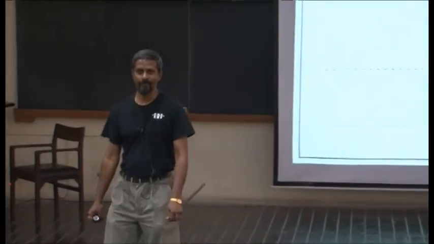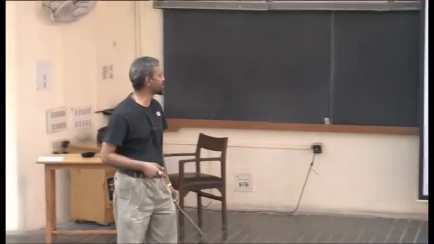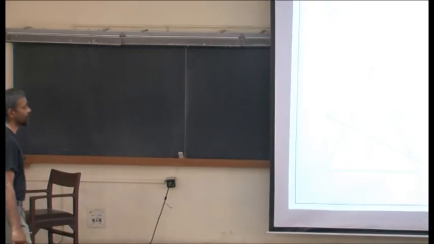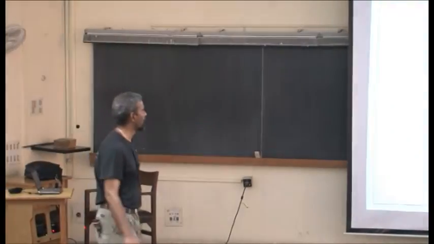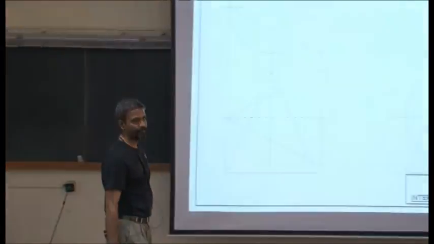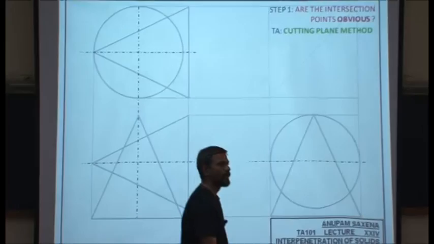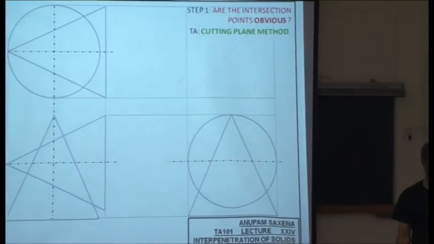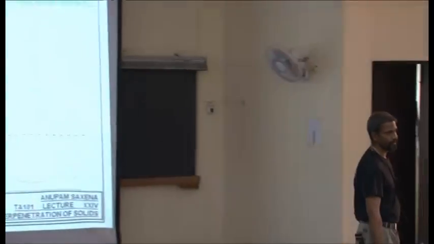No, so it's not going to be easy for you to use the generator method or the select line method. Instead, you would want to use the cutting plane method. The intersection points, to me at least, don't seem to be obvious. Use a bunch of horizontal planes, slicing the assembly of these two cones.